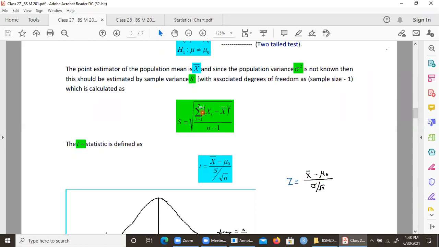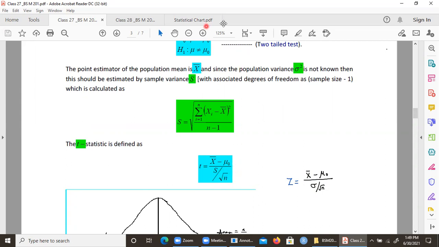Now, as you have got our theory, we can replace this capital Z by small t. We name it T with respect to its inventor Gosset, and he used to write his paper under the pen name Student. As I've already told you, the formula looks very similar. The only difference is in place of sigma, we are going to put capital S. And to calculate capital S, we divide by n minus 1. So we often say this type of statistic T follows the T distribution with n minus 1 degrees of freedom.